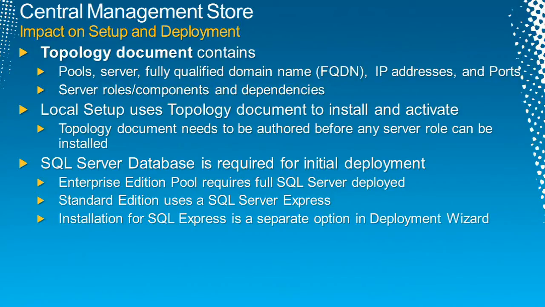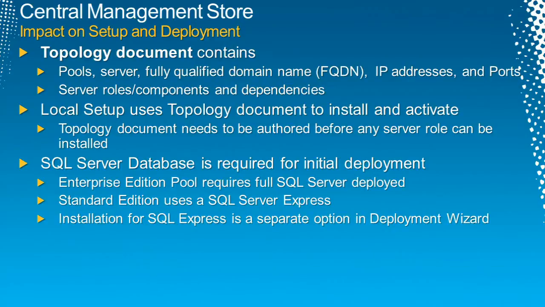Central management store. One of the key components of the setup and deployment in Lync Server 2010 is our topology document. The topology document, in essence, is an XML file that contains all the pools, the servers, fully qualified domain names, if applicable, IP addresses, and ports. More importantly, it contains the dependencies between those roles. For example, you have a front-end server that points to a back-end server that is dependent on a mediation server and an edge. It uses an archiving server. So this document spells this out and allows you to create your topology.